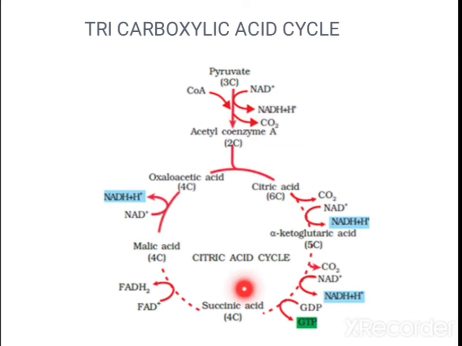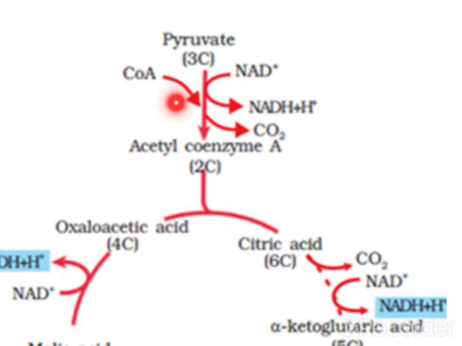You have to practice this flow diagram, children. It is a repeatedly asked question in your exams. This is the first step that we studied. Pyruvate, in the presence of coenzyme A, is converted into acetyl coenzyme A. Here NAD is converted into NADH, and one molecule of carbon dioxide is released. Pyruvate is a 3 carbon compound and it is converted into a 2 carbon compound, acetyl coenzyme A, which enters the citric acid cycle.